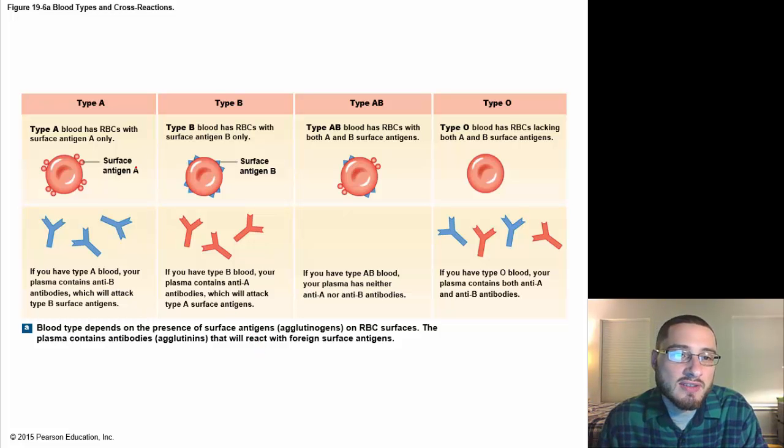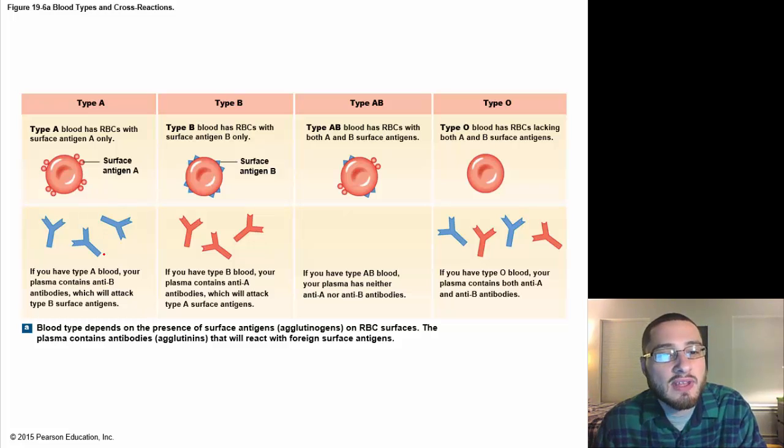So here this shows you in type A, if you have surface antigen A, then you're going to have anti-B antibodies. Type B, you're going to have surface antigen B, anti-A antibodies. In AB, you're going to have both A and B antigens, but you're going to have no antibodies. And then in type O, you're going to have no surface antigens, but you're going to have both anti-A and anti-B antibodies.